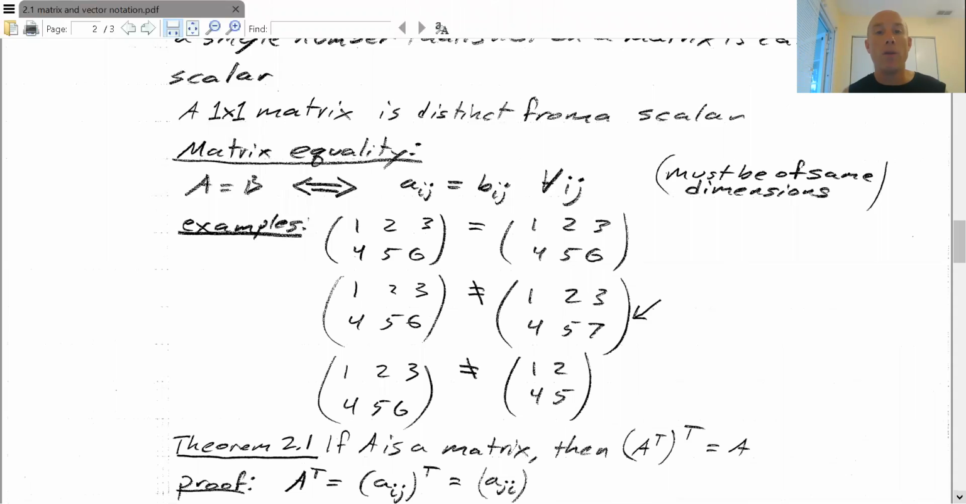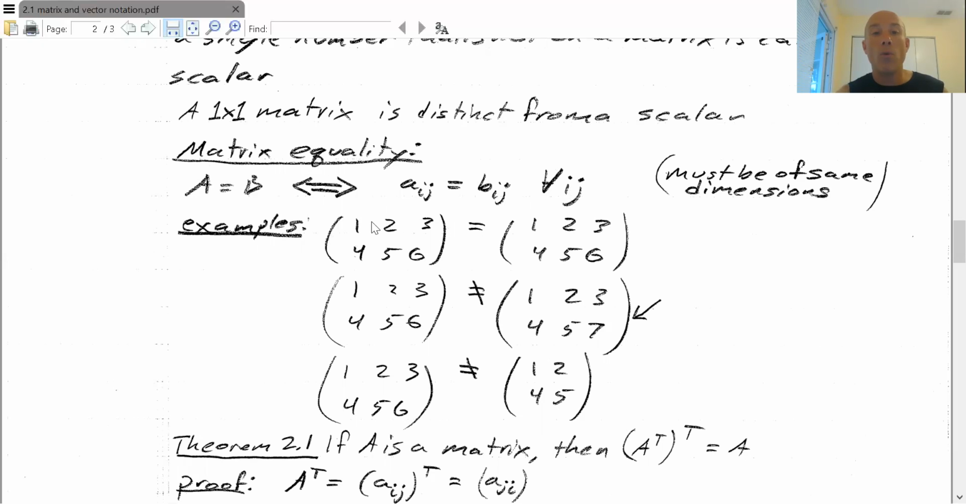Now, matrix equality. Two matrices are equal to each other if and only if every entry in corresponding positions is equal. So for each row and column combination, the entries have to equal each other. What I'm saying here is that the upside-down A means for all ij. So for all entries of the matrix, every row and column combination, if the entries are equal on the two matrices, then the entire matrices are equal to each other.